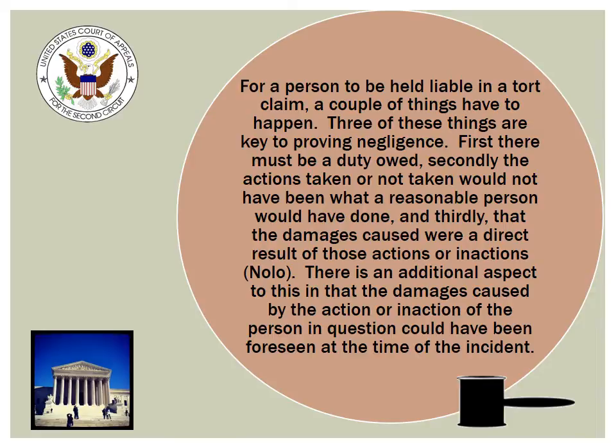For a person to be held liable in a tort claim, a couple of things have to happen. Three of these things are key to proving negligence. First, there must be a duty owed. Secondly, the actions taken or not taken would not have been what a reasonable person would have done. And thirdly, that the damages caused were a direct result of those actions or inactions. There is an additional aspect to this in that the damages caused by the action or inaction of the person in question could have been foreseen at the time of the incident.